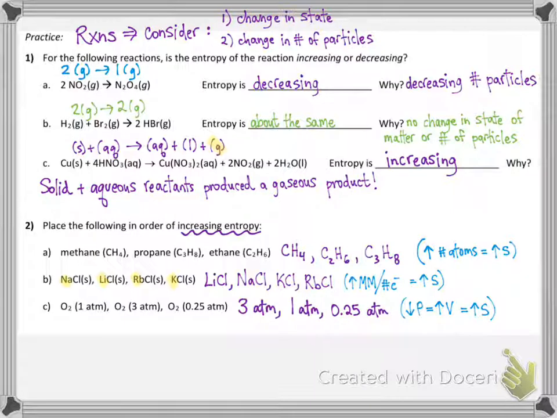Now you might be wondering why we are so fixated on determining change in entropy, but it turns out that has a lot to do with the spontaneity of a reaction. So go ahead and check out the next video on Gibbs free energy to learn more.